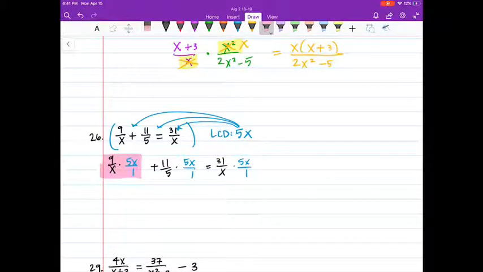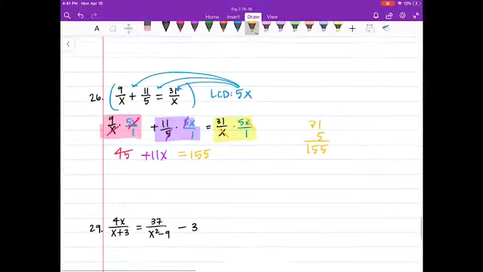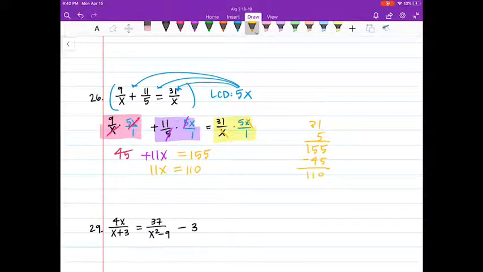For my first term, my x's cancel, and I just have 9 times 5, that's 45. Second term, my 5's cancel, I just have 11x. And last term, my x's cancel, I have 31 times 5, 155. Now as I solve for x, I subtract 45 from both sides, which gives me 11x equals 110. Divide both sides by 11, x equals 10.